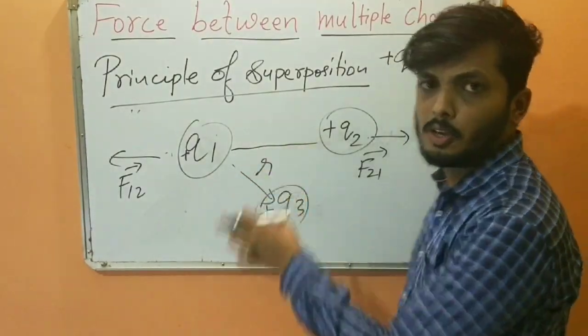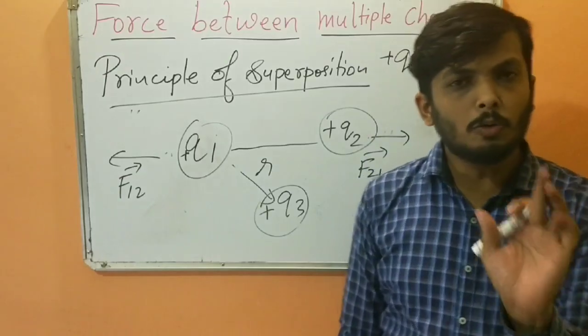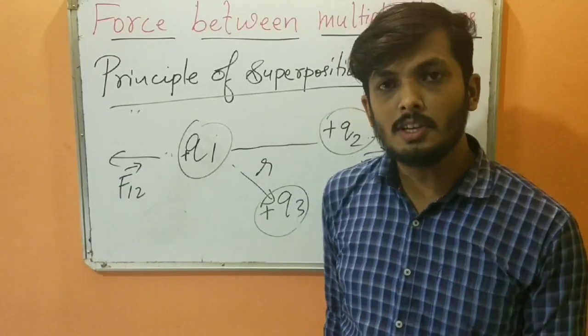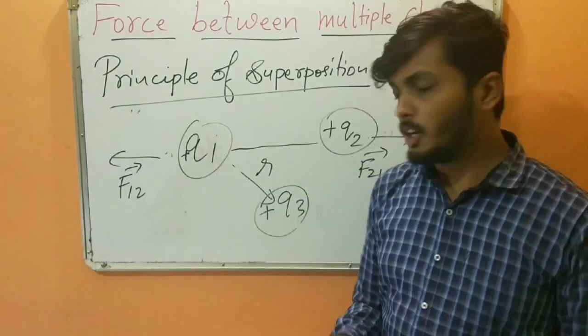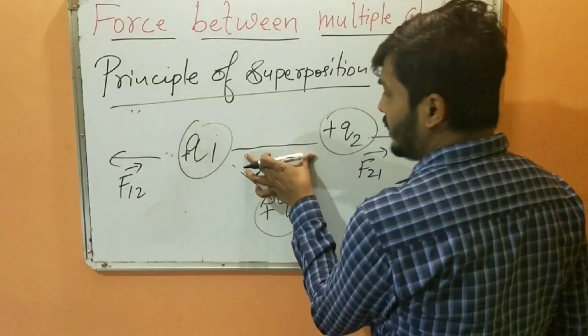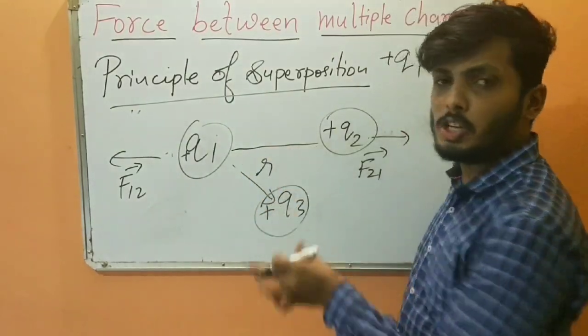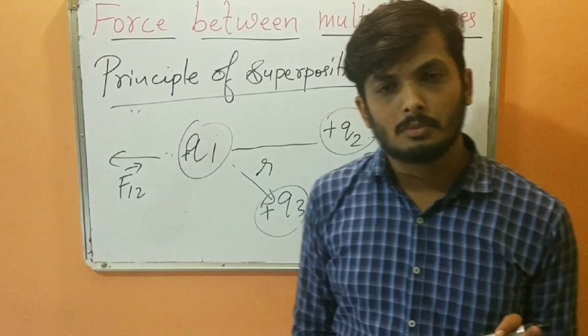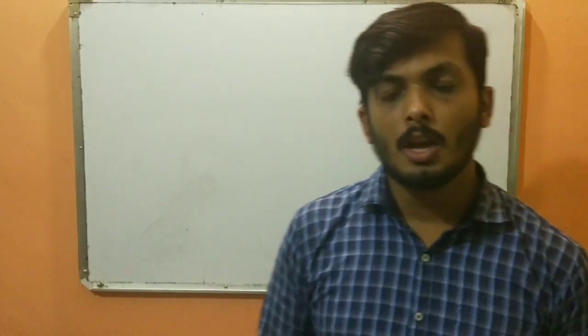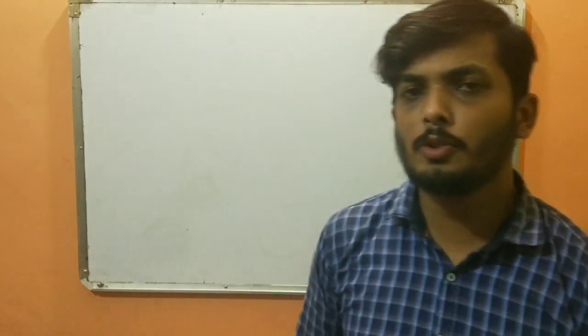Now if this third charge comes into existence, is it going to affect the force between these two charged particles? No. You have to learn something from electrostatics. See here, the arrival of the third charge will not affect the force between the initial two charged particles. So this is called the principle of superposition. Now let us find an expression for the forces due to multiple charges.